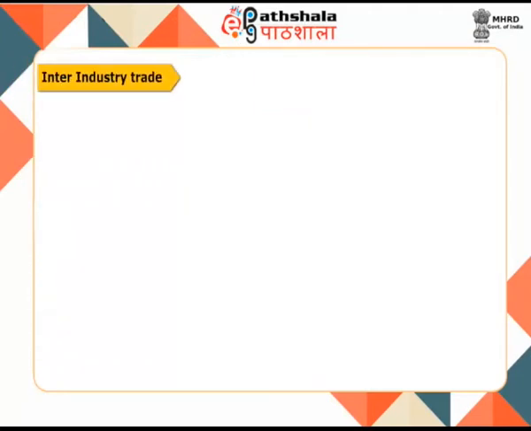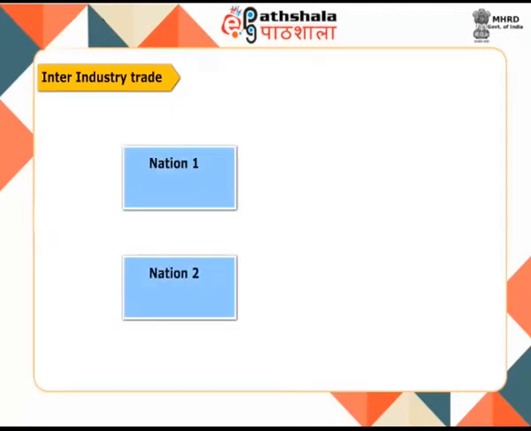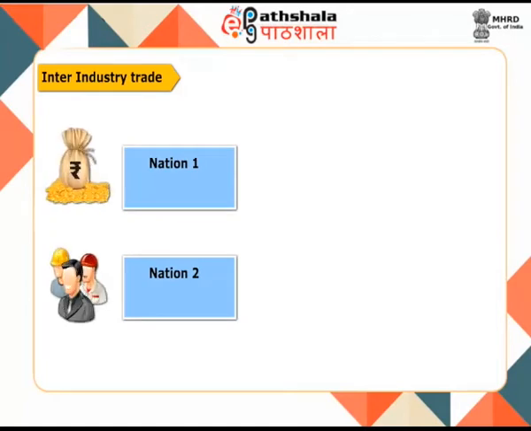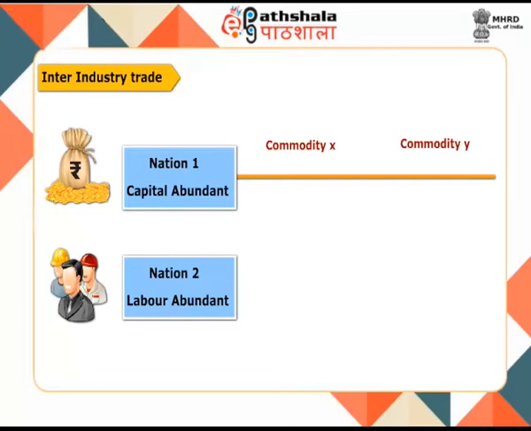Let us now assume that the economy consists of two countries, Nation 1 and Nation 2. Each of these countries has two factors of production, capital and labor. Also assume Nation 1 is a capital abundant country, that is, it has a higher overall capital-labor ratio than Nation 2. The two industries X and Y in both nations are producing commodity X and commodity Y, where commodity X is capital intensive as compared to commodity Y.